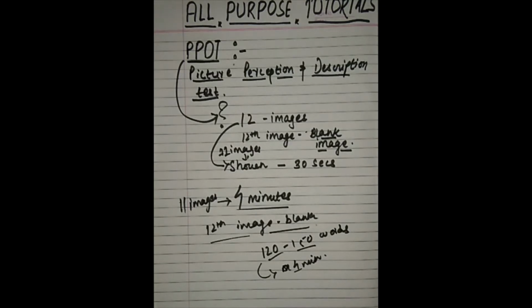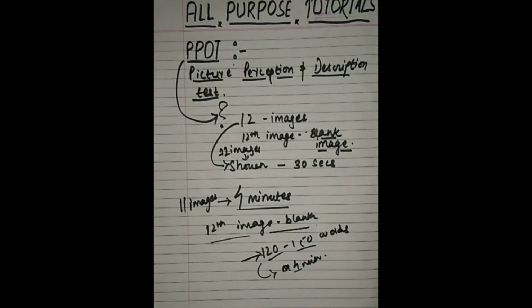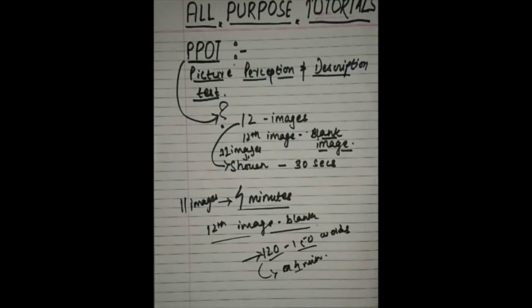So you have to practice it a lot first at home, or you can practice it everywhere in your free time, but you should be able to write about the image that has been shown to you in 4 minutes in about 120 to 150 words. If you are not able to write this much, then you cannot clear the PPDT test. So try to write at least 120 to 150 words in 4 minutes, and write only the things that are related to the image.